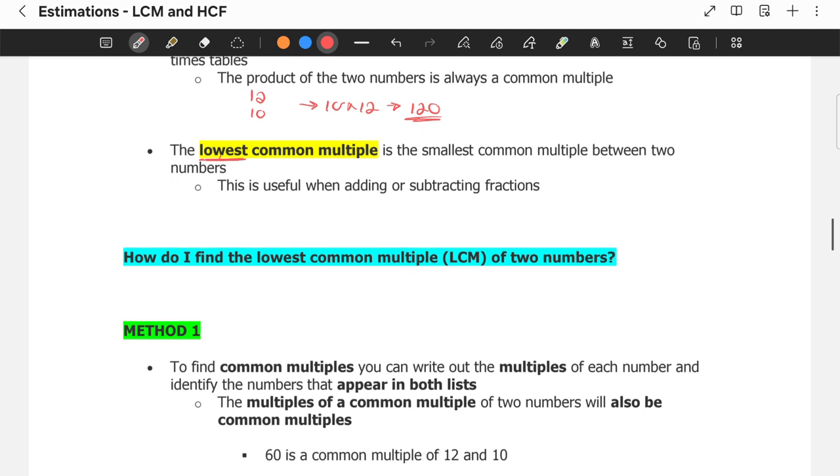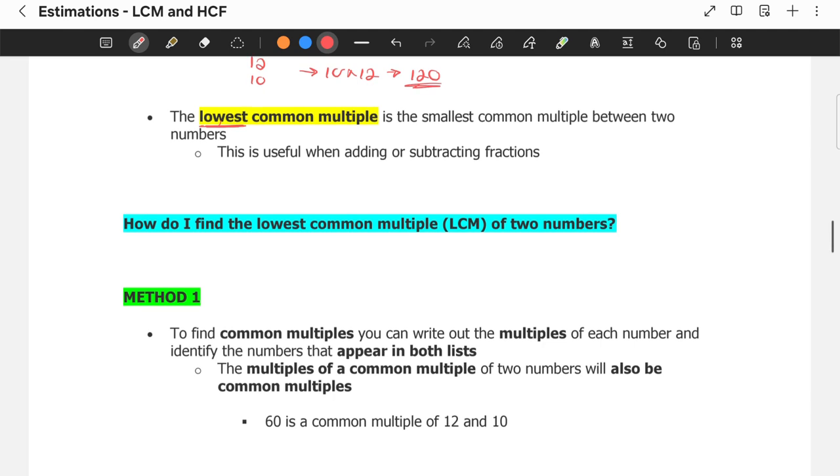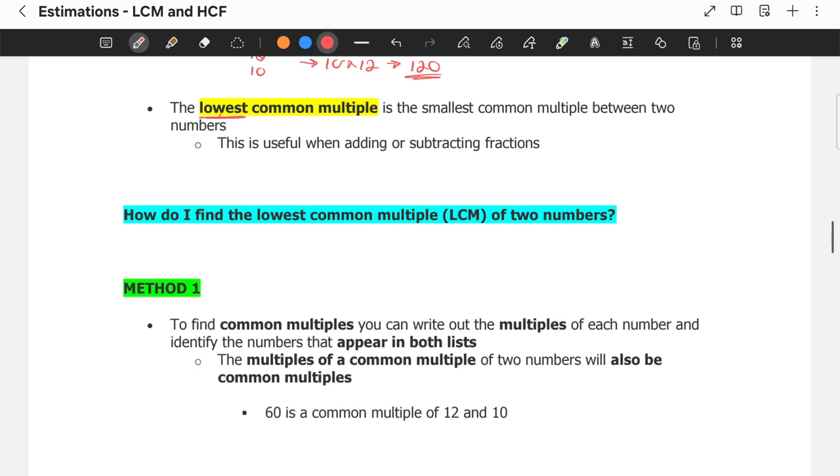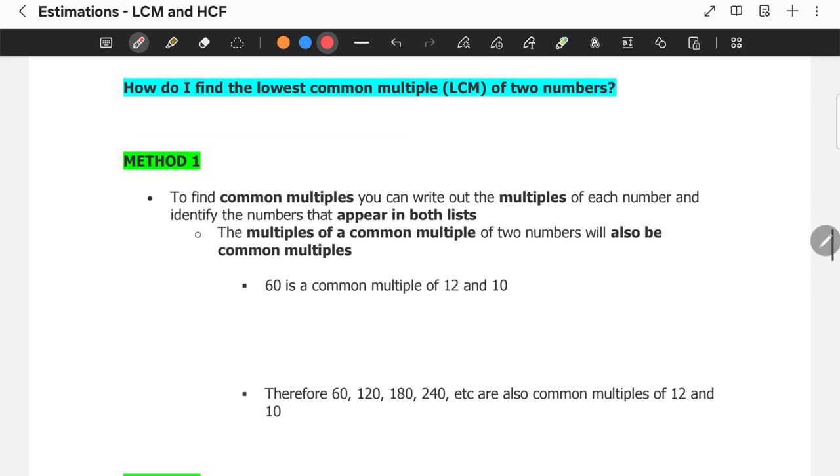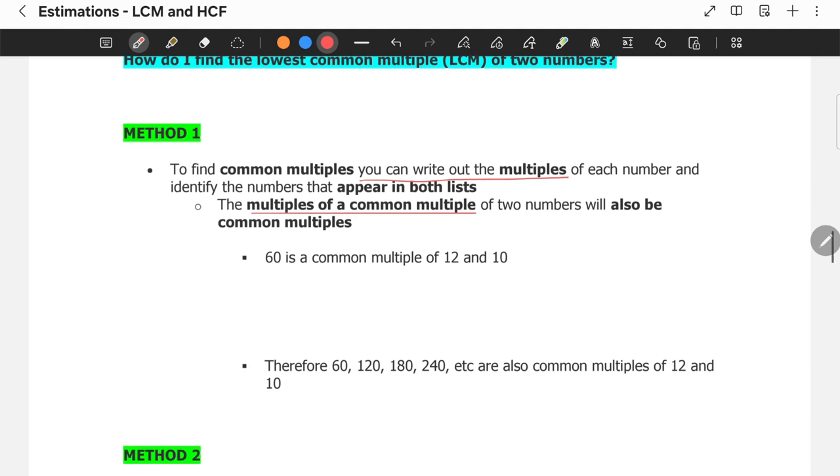And this is useful when you're subtracting and adding fractions as well, to find the lowest common multiple or highest common factor. So how do you find the lowest common multiple between two numbers? Let's take an example. There are two methods for finding the lowest common multiple, just as we had two methods for the highest common factor. One of the methods involves writing down the multiples of each number. Then the common multiples of two numbers will also be multiples, right? So for example, 60 is a common multiple between 12 and 10.